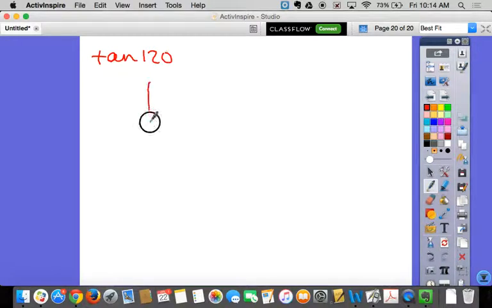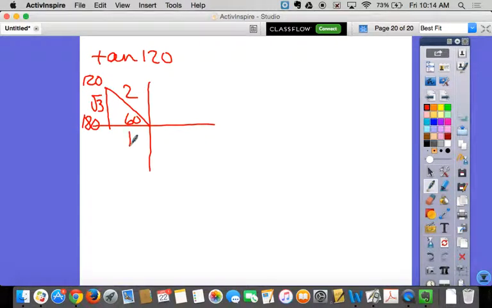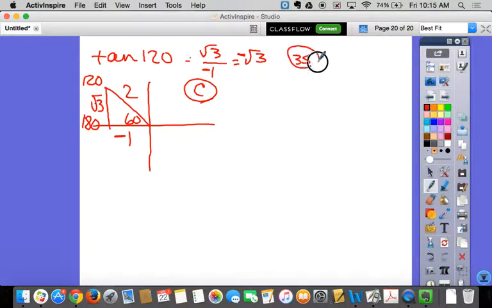You're going to continue on. Tangent 120. So 120 up here, 180 down here. Opposite square root of 3, there's a 2, there's a 1. He went left, so he's the only one that gets a negative. Tangent, opposite over adjacent, so just plain old square root of 3. He is negative though. Shame on me, I left my negative off my 1. So C.